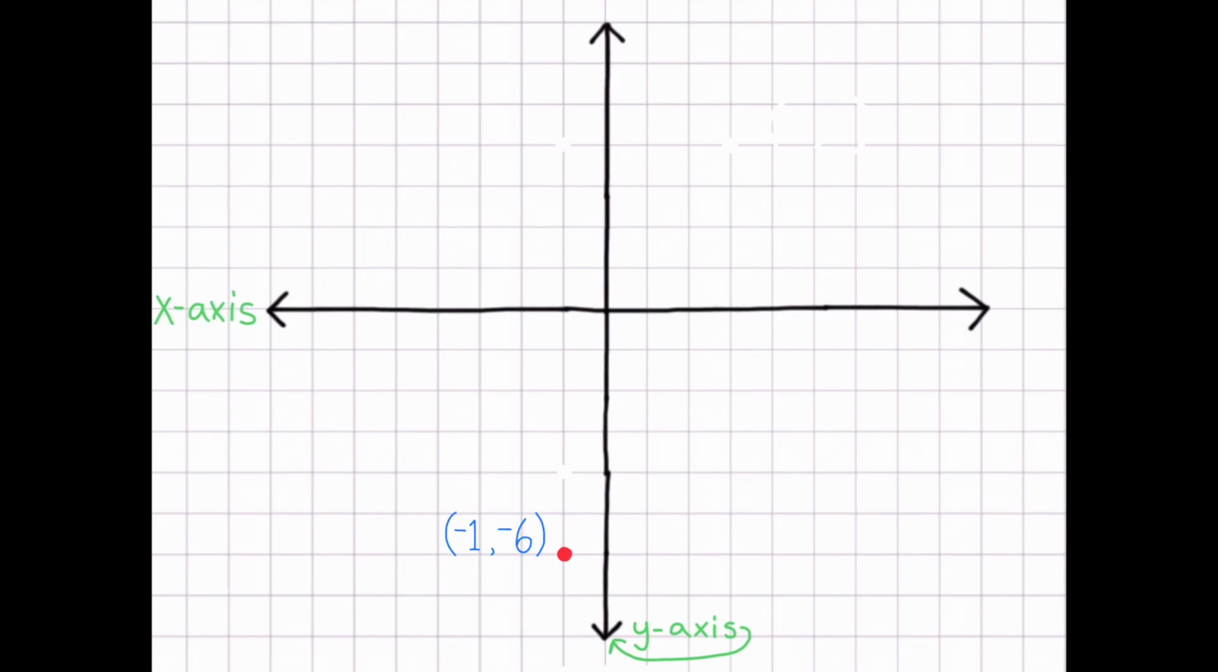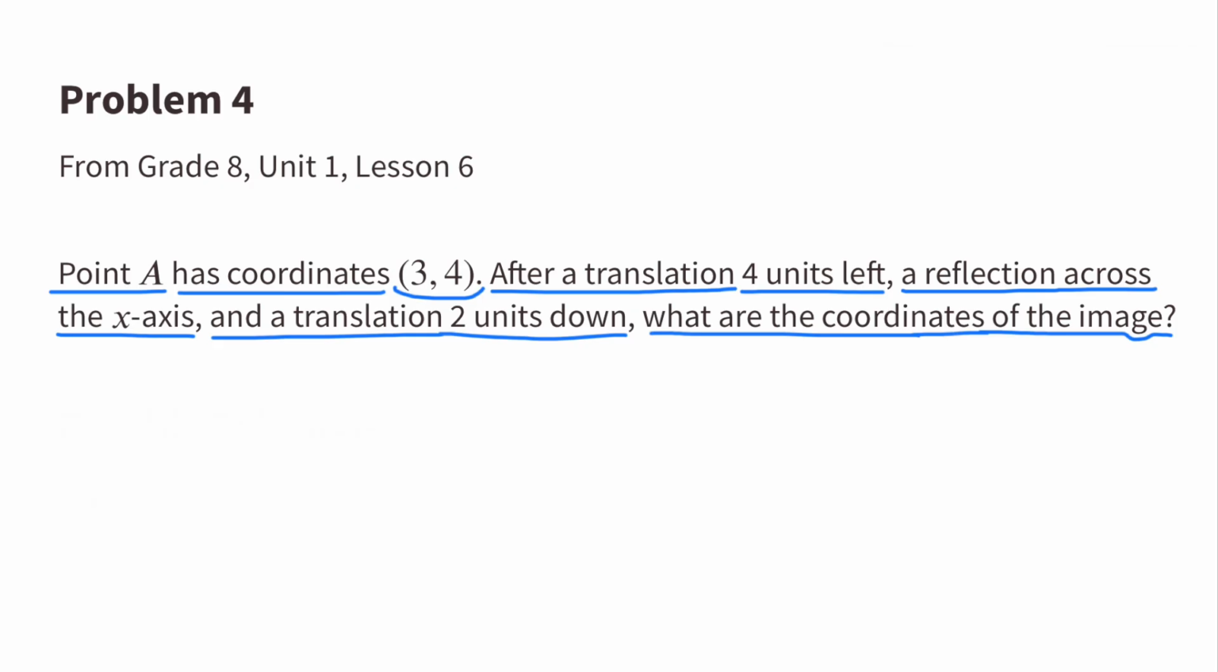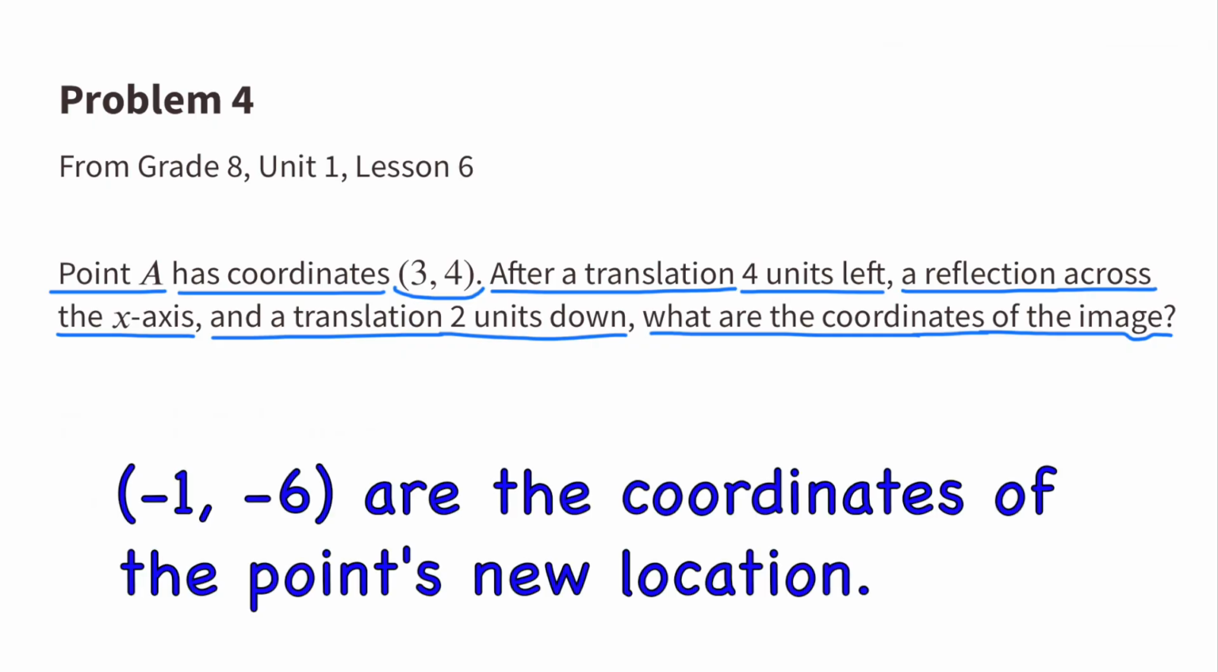The coordinates are (-1, -6). At the end they ask, what are the coordinates of the image? (-1, -6) are the coordinates of the point's new location.